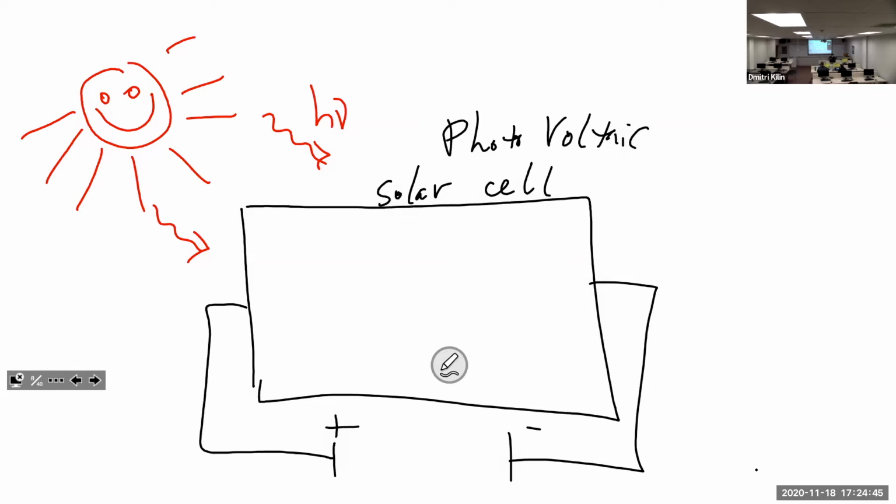So inside this black box, there are at least two materials that need to satisfy two conditions. First, absorb, right? And second, being excited to an excited state, they need to make a charge transfer, energy charge transfer.